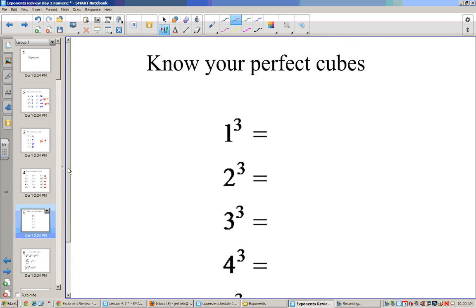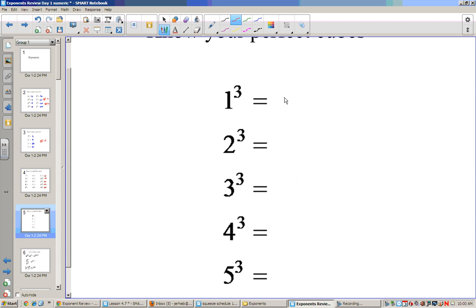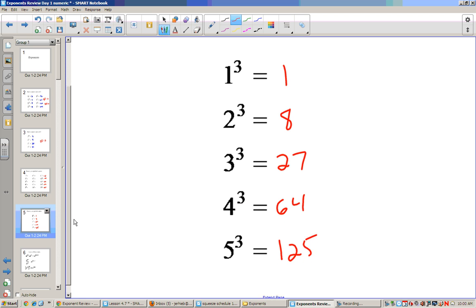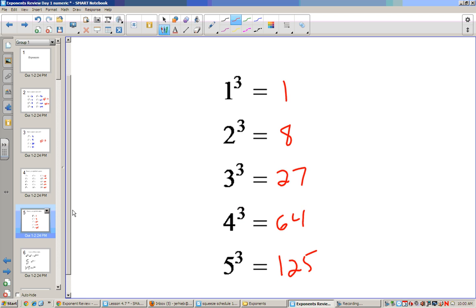Now, for perfect cubes, 1 cubed is 1, 2 cubed again is 2 times 2 times 2, so that's 8, 3 times 3 times 3, 27, 4 cubed is 64, and then 5 cubed is 125. So, those values are things that I'm expecting that people know.